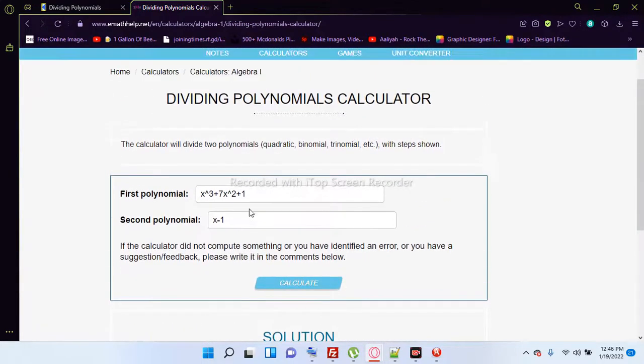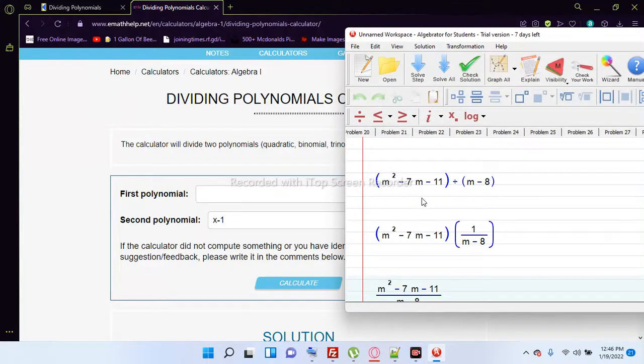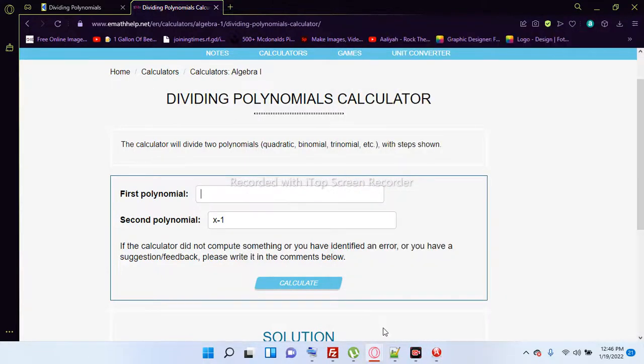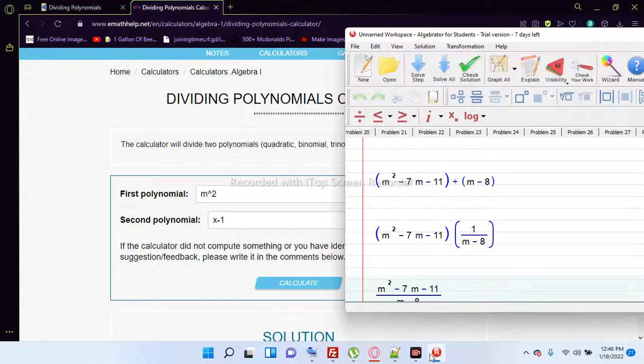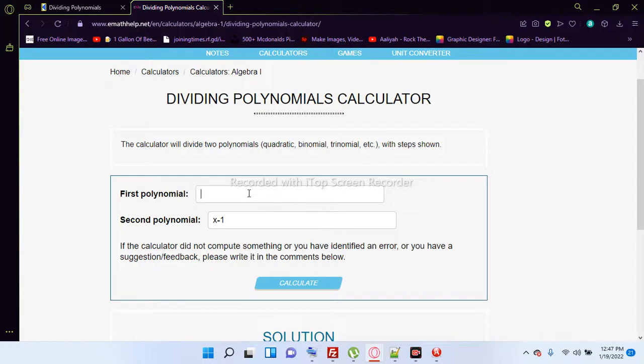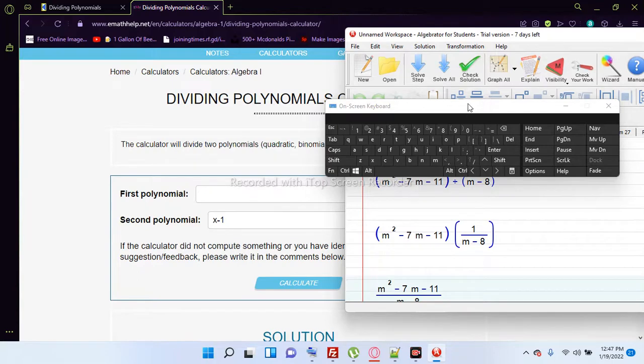Alright, here we go. First polynomial, second polynomial. Okay. Alright. So, I don't think this is going to get answered. It might just get answered. M squared. So we go put it back up. M squared. M, shift, squared. Okay. M squared minus 7M minus 11. So we need parentheses. So we got to get the parentheses side up there. Okay, so the parentheses side.